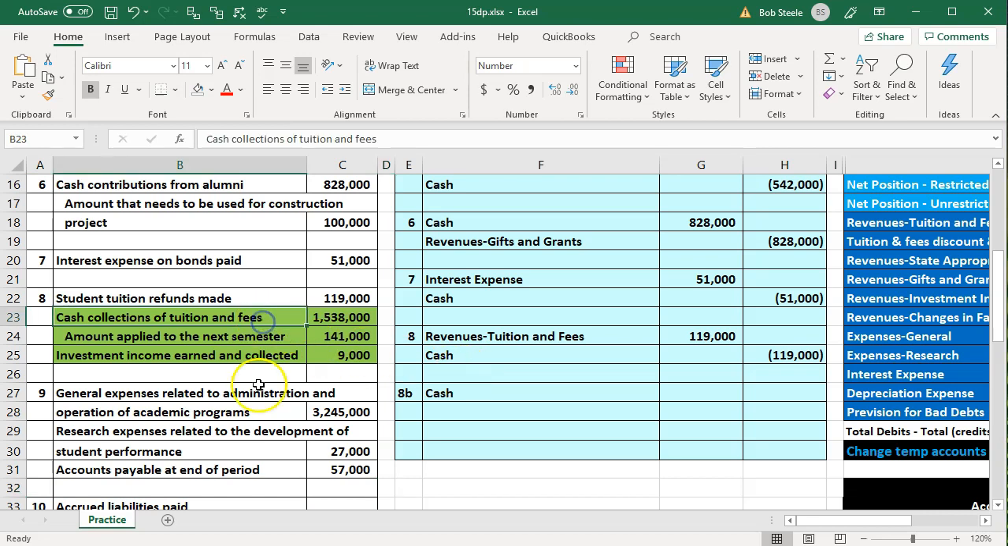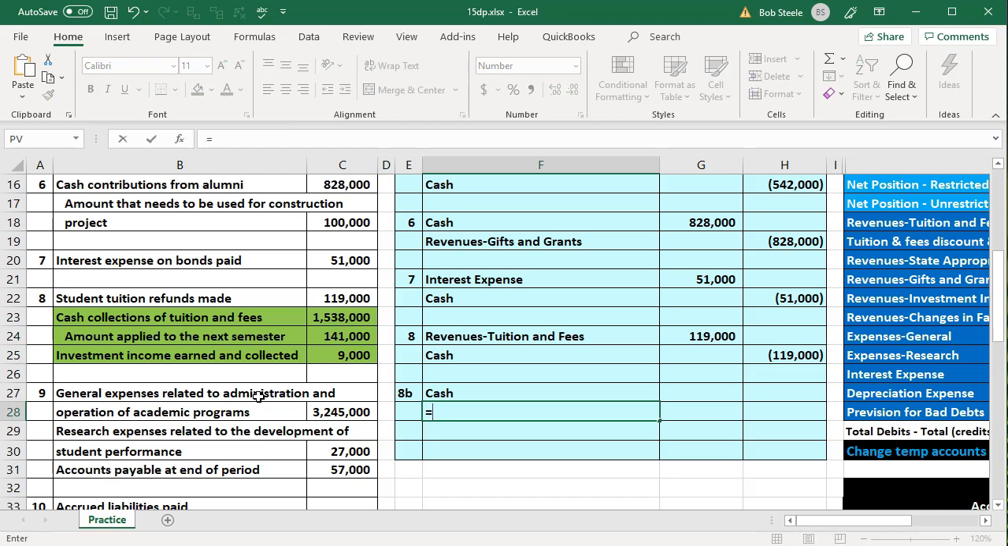So we had cash collected of tuition and fees of the $1,538,000, and the amount applied to next semester is the $141,000. So that means the accounts receivable is going to be going down. It'll be going down by the net of those two because we got cash collections of total here, but some of it wasn't for this semester but was for next semester. Therefore, it's not in receivables. That's going to be going into unearned revenue. So let's post this out and let's see if that makes sense.